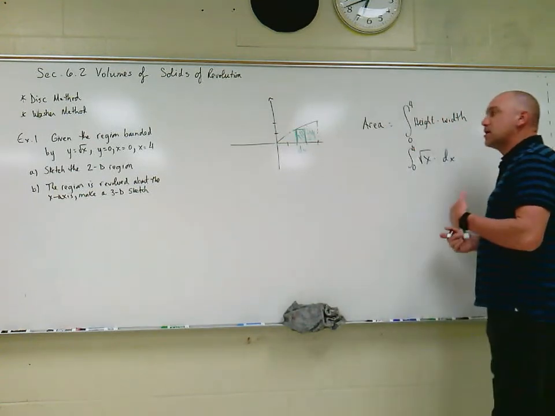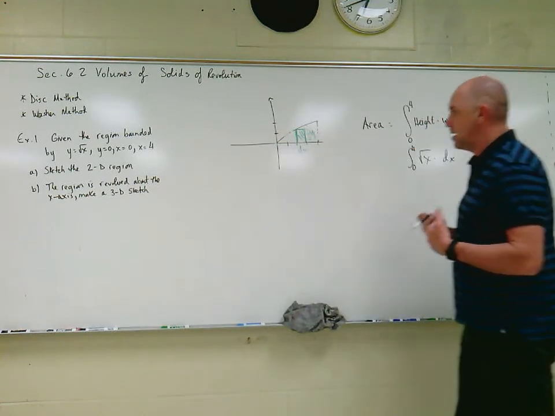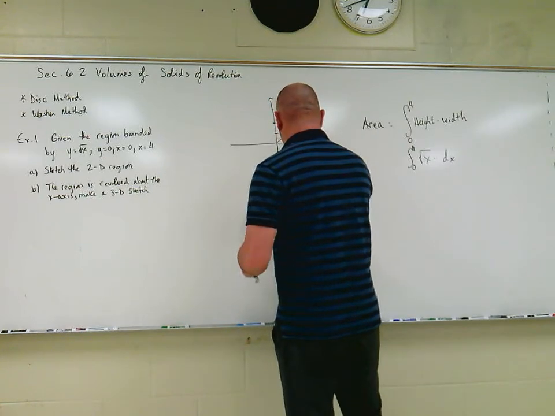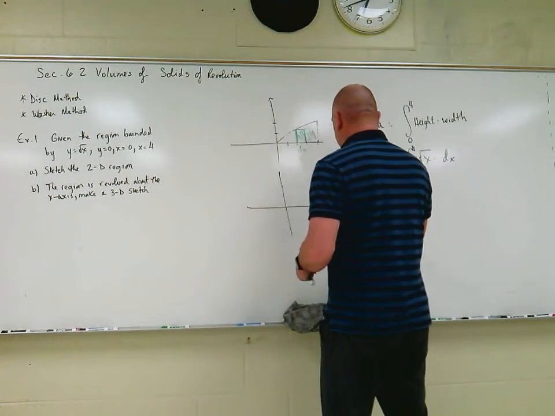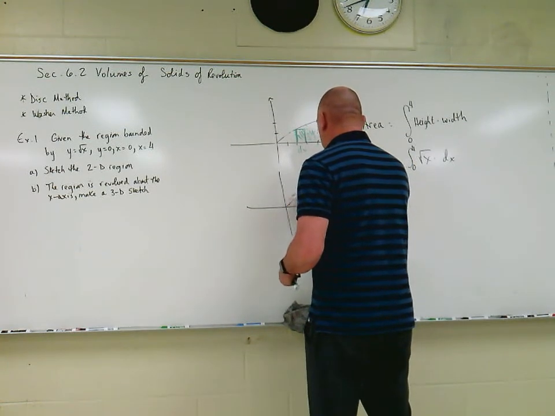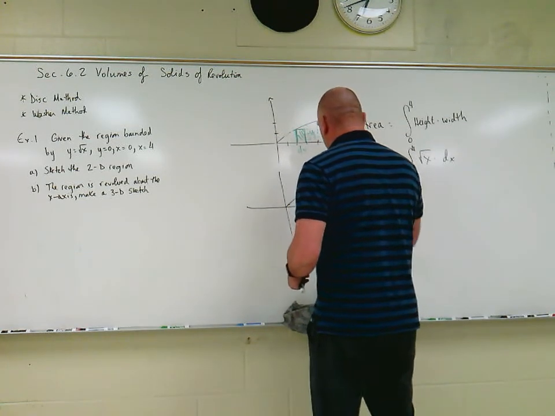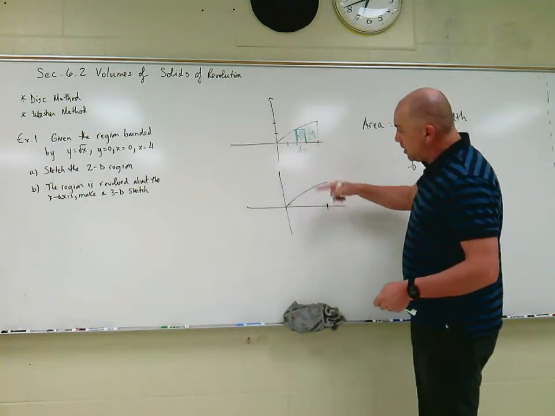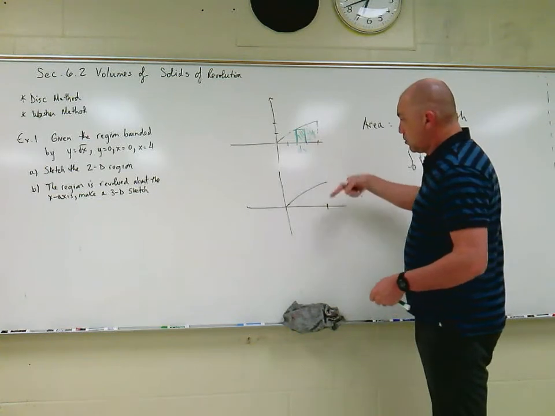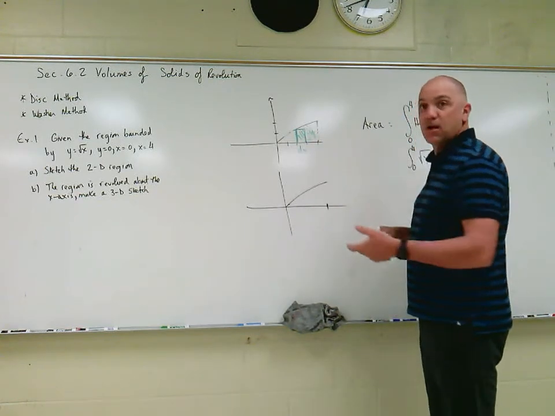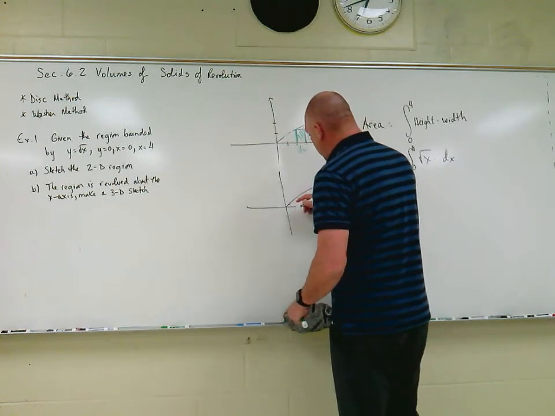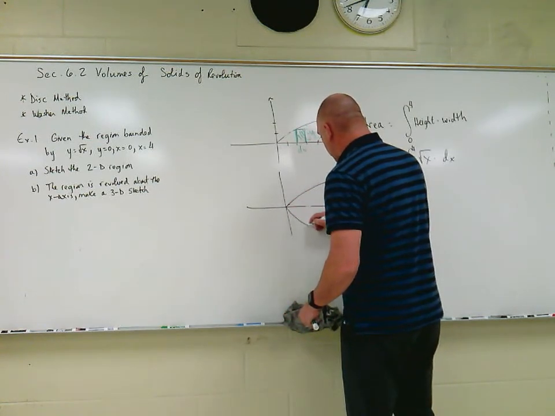The way I draw that, when I'm trying to make this 3D sketch, I usually draw it right below. I do the 2D sketch that I had before, and then I draw the mirror image. Sometimes we'll revolve about the y, sometimes about x, sometimes around lines like y equals 3. So I'll draw the mirror image. The mirror image would look like this.